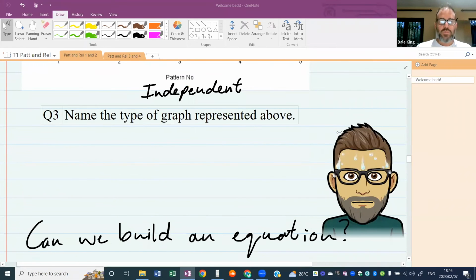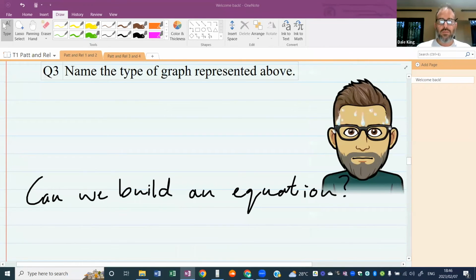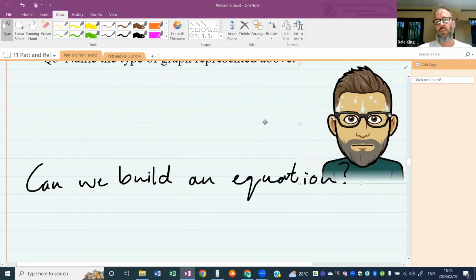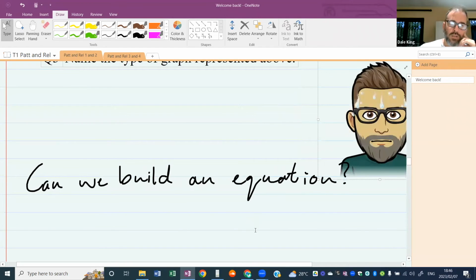All right. Now, this is the part where everyone starts sweating, okay? Can we build an equation to show this relationship? Now, someone needs to be brave and help me build an equation, please, because I'm sweating and I'm stressing out here. See, when I use the word equation, everyone starts stressing. Who would like to?